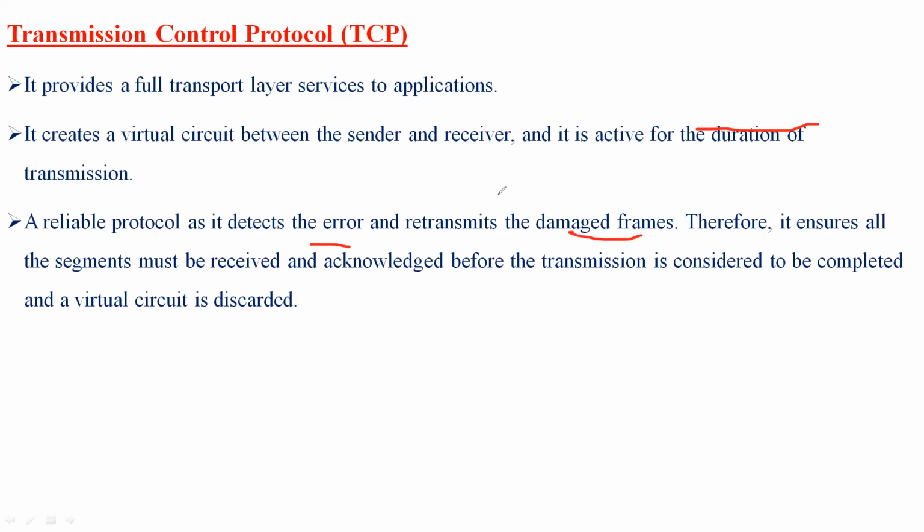Once the frames are transmitted, if the frames are damaged, then TCP will eventually send back the damaged frames. Therefore, it ensures all the segments must be received and acknowledged before the transmission is considered completed. Before we consider the transmission completed, we need to check whether the received packets are in the correct order and in an acknowledged format. And if there are any problems, this virtual circuit is discarded. If any issues arise, the system will discard it.